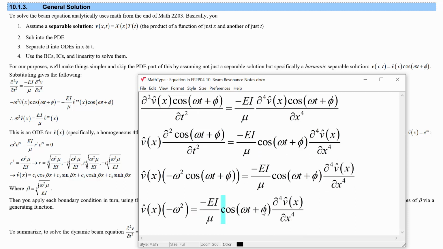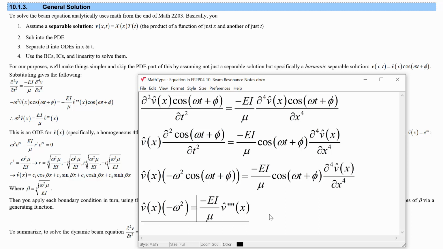So that means we've ended up with a fourth order differential equation that we need to solve just in v hat. So this says v hat at x, by the way, because this is only a function of x, we can write the fourth derivative as just 4 primes like that, right? So we've got v hat at x on the left times negative omega squared is equal to negative EI over mu times the fourth derivative there on the right.